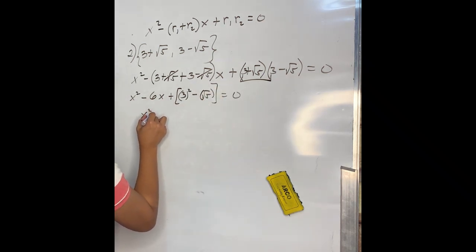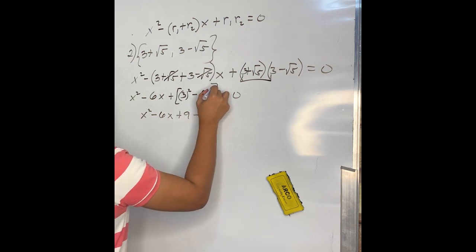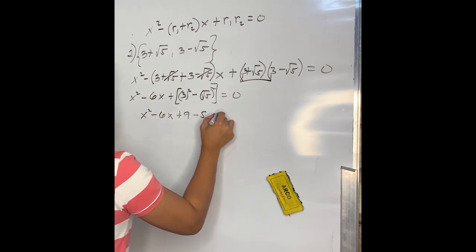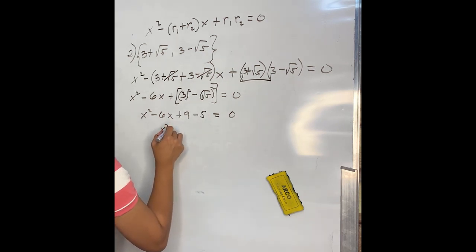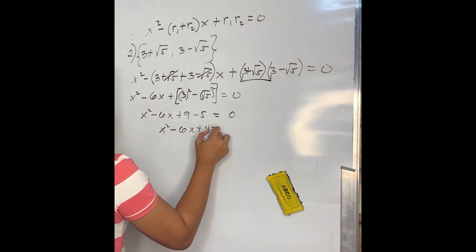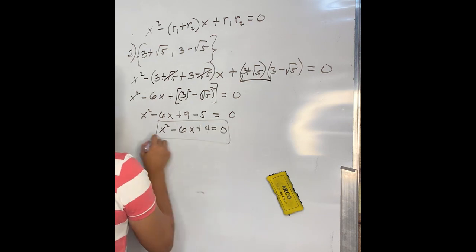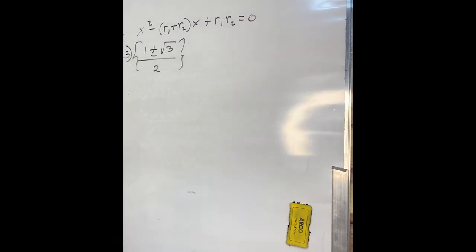Continuing, you have x squared minus 6x plus 9 minus 5 is equal to 0. Simplifying, x squared minus 6x plus 4 is equal to 0. Therefore, the equation of the roots 3 plus minus square root of 5 is x squared minus 6x plus 4 equals 0. Now, let us consider 1 plus minus square root of 3 over 2.